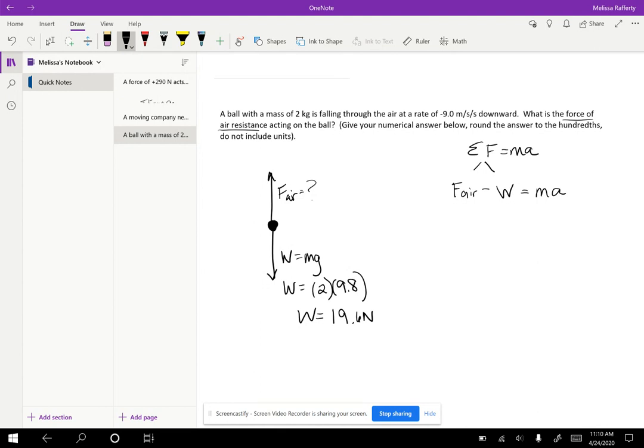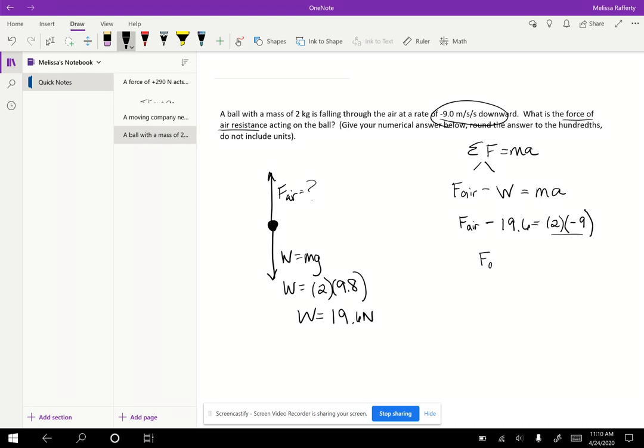Air resistance is the missing force. That's what we're looking for. So it's air resistance as our unknown minus the weight, which is 19.6, equals mass of 2 times the acceleration, which was -9 meters per second squared. Okay, so I can solve this side of the equation.